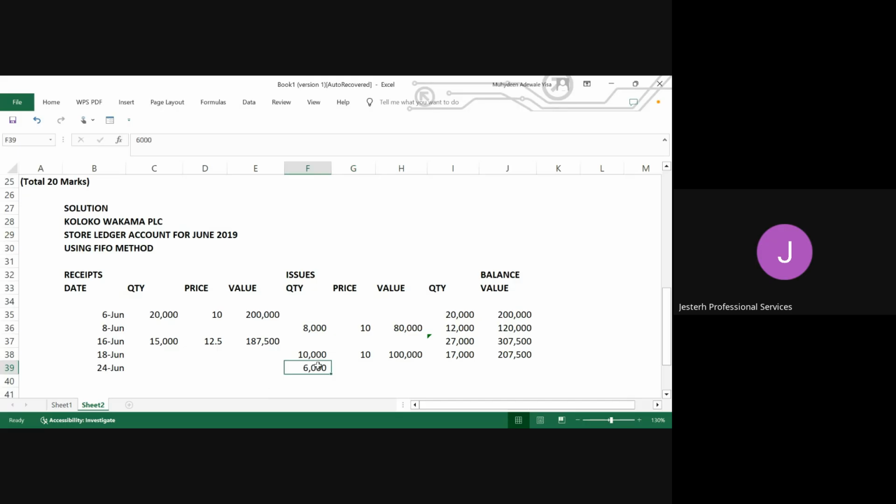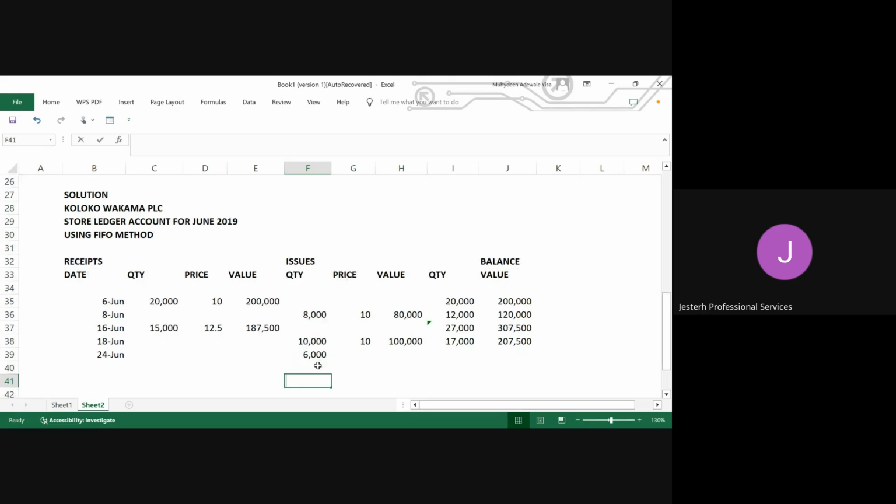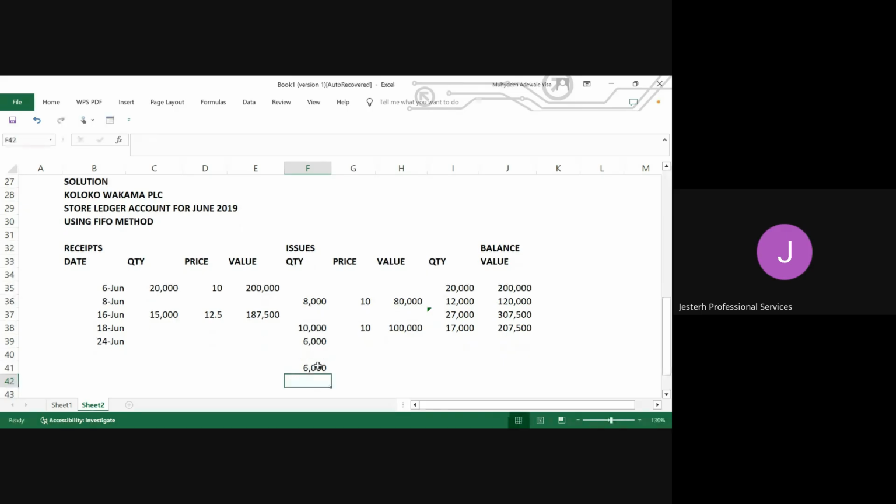Now, let me put the 6,000 down here. This is what we want to issue, 6,000. Old stock, we still have 2,000 units. After we issue out these 2,000 units, it means we have exhausted our old stock. We don't have any old stock again, apart from the new one that we purchased on the 16th. Remember, the price of the old stock still remains 10 naira. We are issuing out the last one now. 2,000 multiplied by 10 naira gives us 20,000.